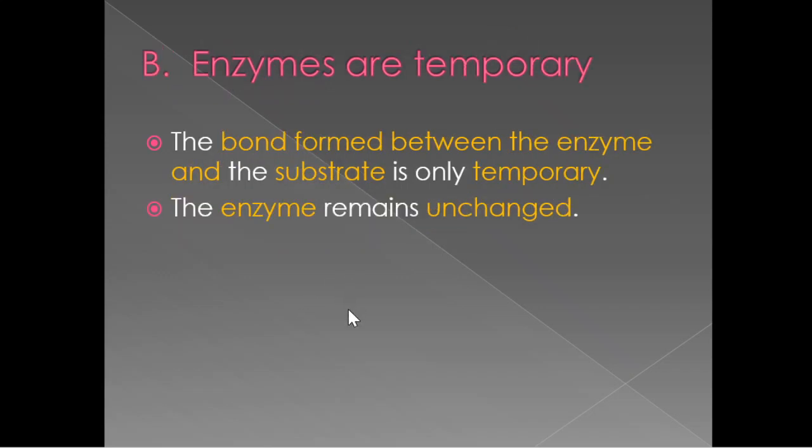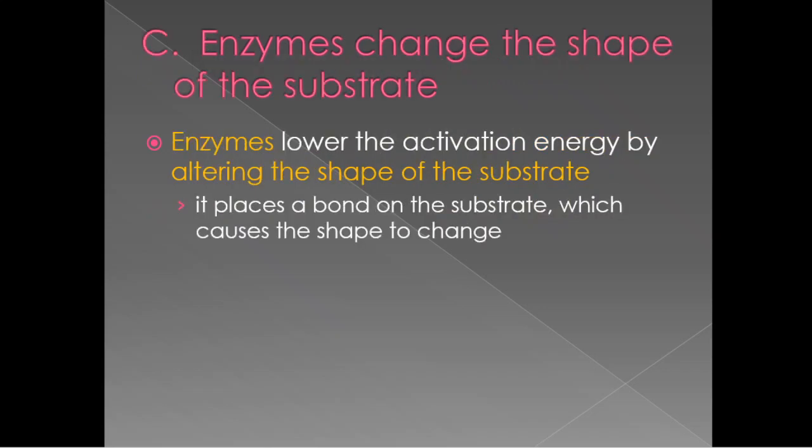Enzymes are temporary. The bond between the enzyme and the substrate is only temporary. Once an enzyme bonds to a substrate, it does not stay forever and ever. It can unbind once the reaction is done and move on to wherever it needs to be. The other big ticket item here is that the enzyme is unchanged. Once an enzyme bonds to a substrate, it does not change its chemistry. It stays the same, and it can unbind and go to another reaction where its help is needed.